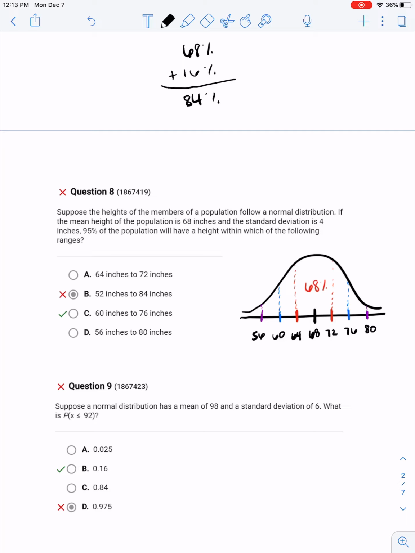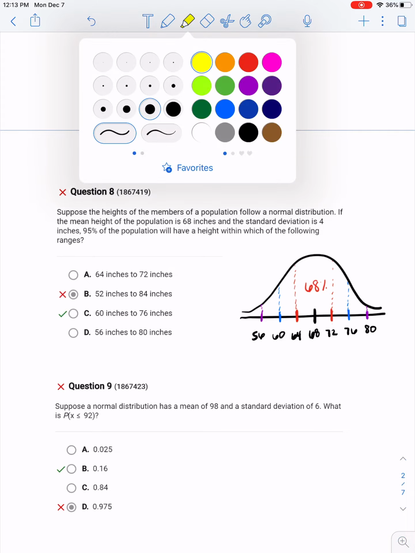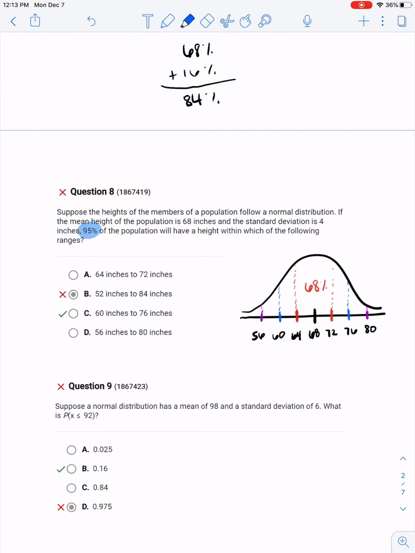Now, from the very beginning, what we explained was that 95% of the population is going to be within 2 standard deviations. So here's the middle. I go 2 to the left is here, 2 to the right is here. So there's 2 standard deviations. So my endpoint here is 60. My endpoint here is 76. So between 60 and 76 inches, okay? All right.